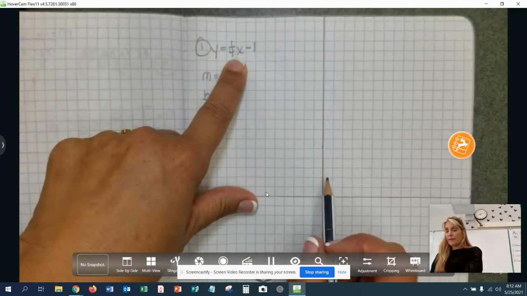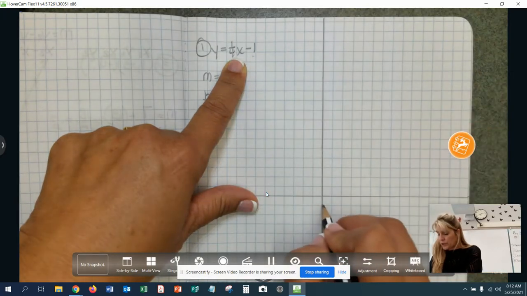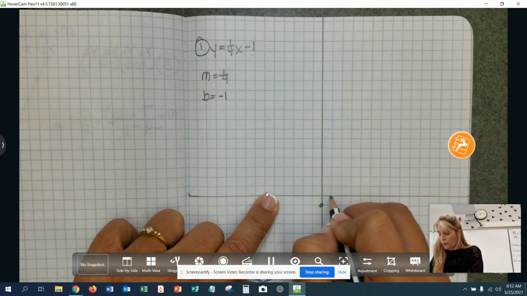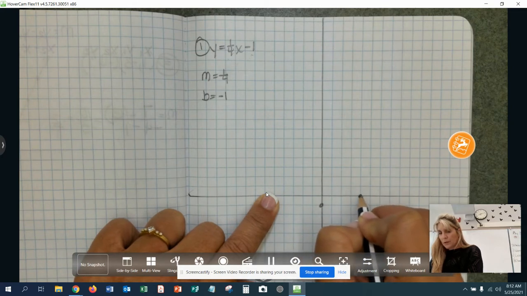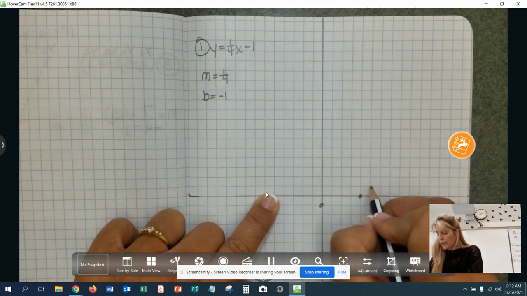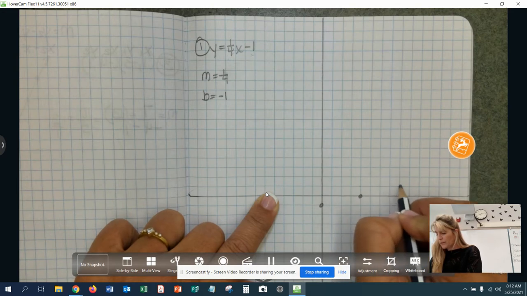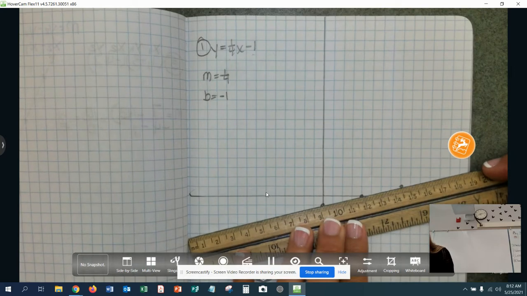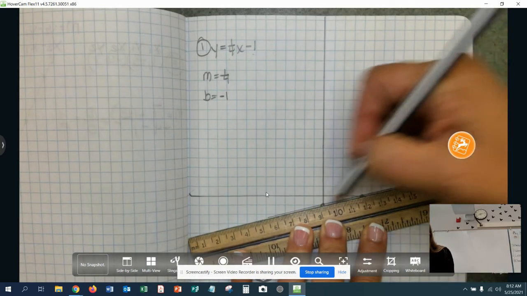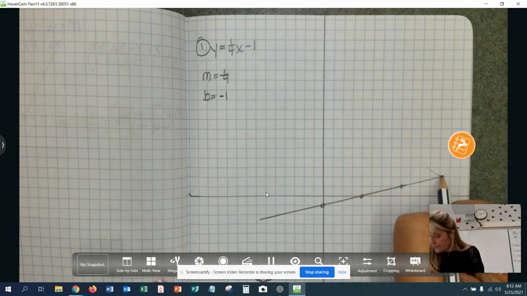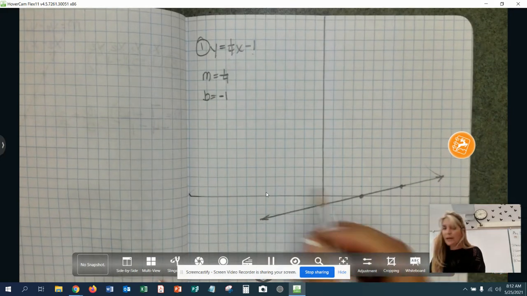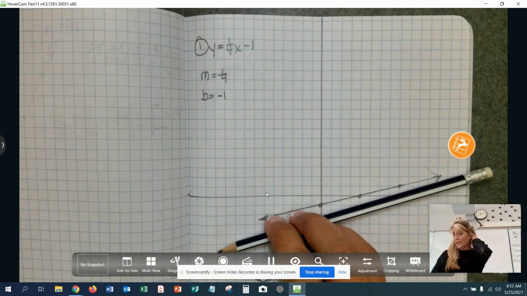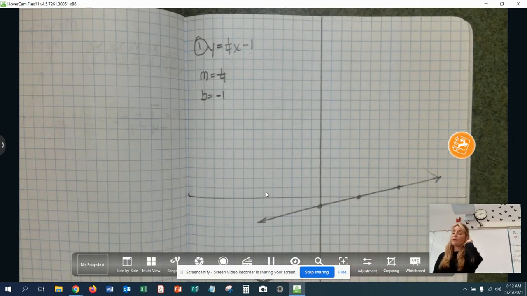How I'm going to graph this line is I'm going to start at the -1, which is here, and put a dot, and then go up 1 and over 4. 1, 2, 3, 4. Up 1, and then 1, 2, 3, 4. And then there's your line. If you notice, look how flat that line is. It's pretty flat, isn't it? If you were riding a skateboard down that, it really wouldn't go very far, would it?